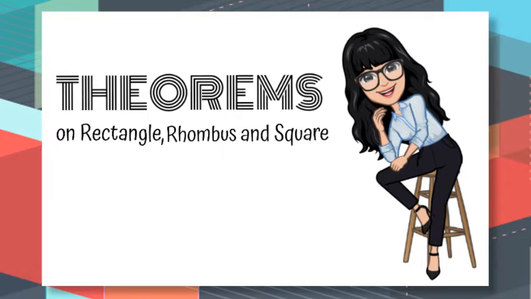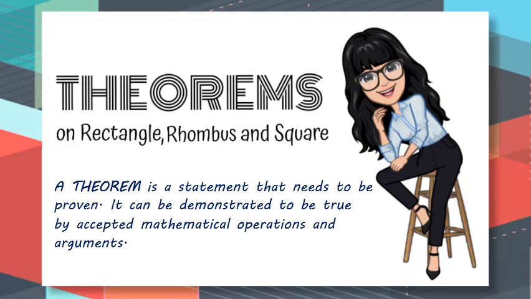Today, you will be learning theorems of rectangle, rhombus, and square. But before we proceed with those theorems, let us first define a theorem. A theorem is a statement that needs to be proven. It can be demonstrated to be true by accepted mathematical operations and arguments. Now, the process of showing a theorem to be correct or to be true is called a proof. So we are going to prove theorems.